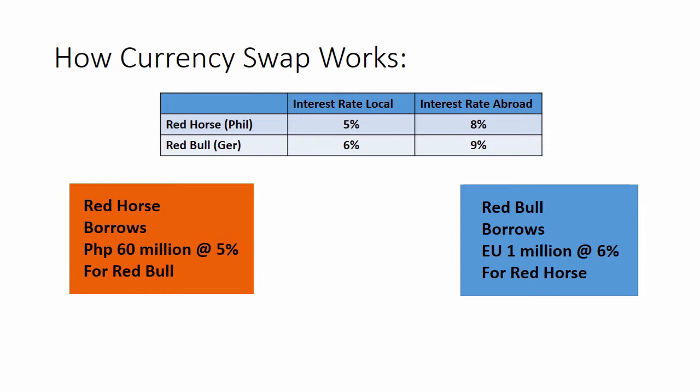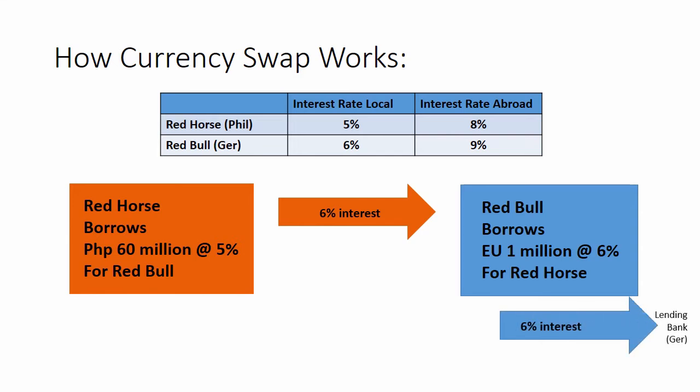So at this point, each company is doing the other a favor by borrowing on their behalf to avail of the lower interest rate. What happens now is Red Horse, instead of paying 8% annual interest rate, is paying only 6%. Red Horse pays the 6% interest rate to Red Bull, and Red Bull pays this 6% interest rate to the German lending bank.